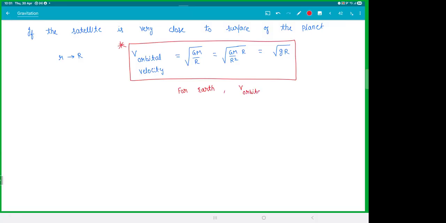So orbital speed, the exact value is something like 7.92 kilometers per second. That's the kind of speeds we're talking about. So if you throw something with a speed of 8 kilometers per second, it will not fall into the earth. It will just keep going round and round.